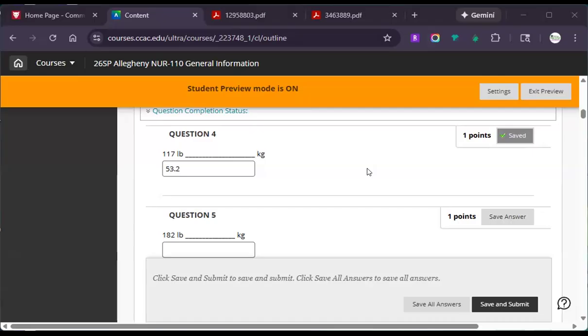You do round when you go between the two different units, so the US standard or the household measurements to metric or metric to household. Now you're in different systems. So you would round to the nearest tenth for that. And just in general, when you go from pounds to kilograms, round to the nearest tenth.